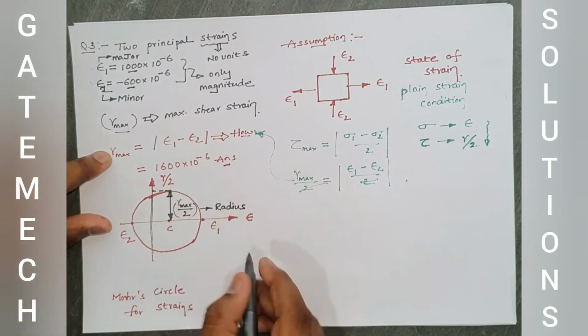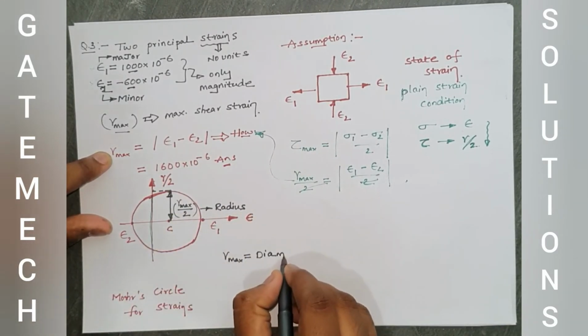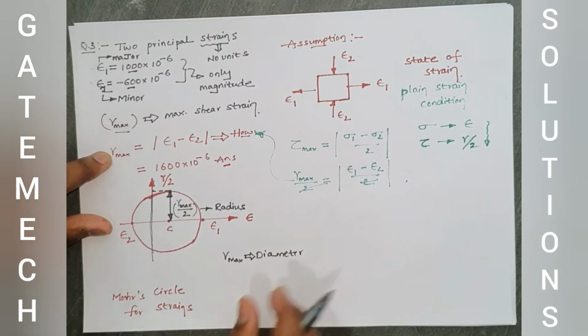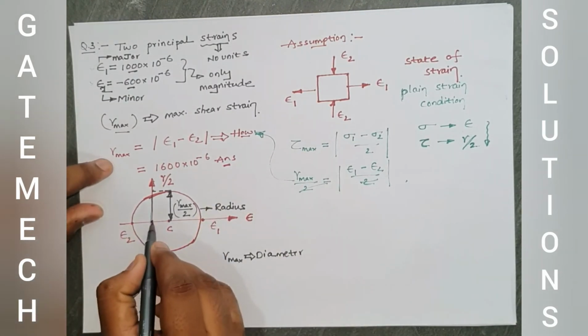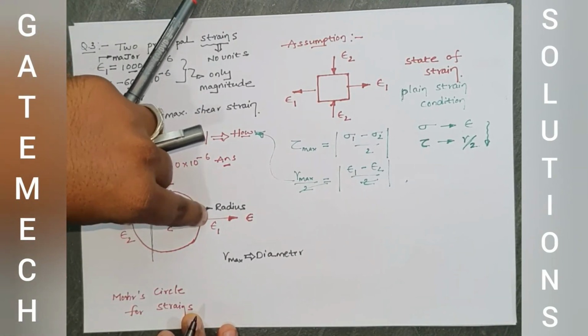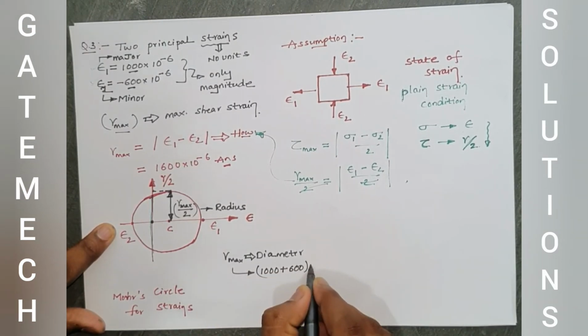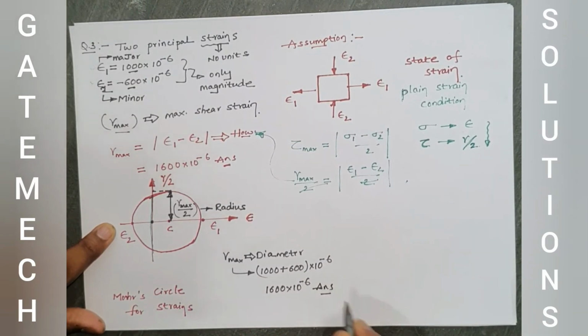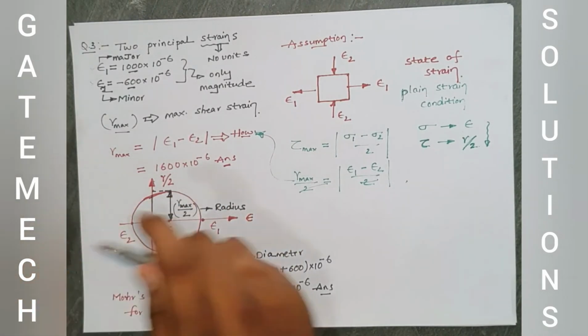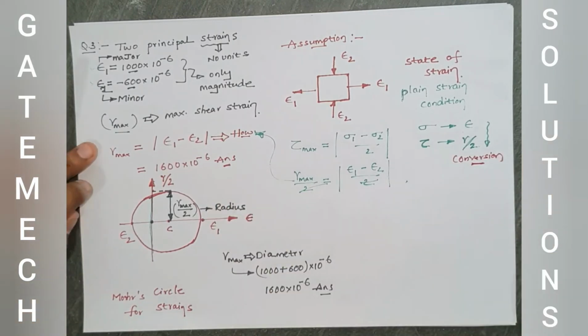The gamma max by 2 is the radius of the circle, then gamma max is the diameter of the circle. 2 times the radius is the diameter. What is the diameter? This is the diameter. From the origin, this value is 1000. From the origin, this value is 600. The total will be 1600, that is 1000 plus 600 into 10 power minus 6. 1600 into 10 power minus 6 will be the correct answer. So like that also we can calculate it. Mohr circle for stresses you need to know first of all. Then just by doing this conversion, you can draw Mohr circle for strains also.